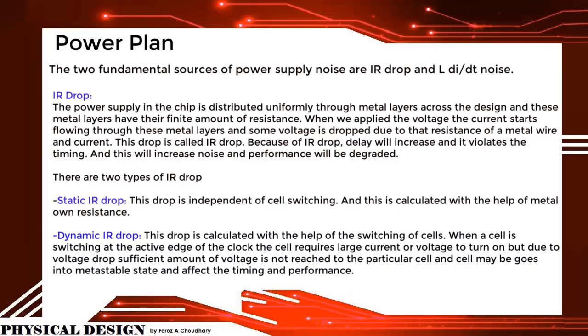When a cell is switching at the active edge of the clock, the cell requires large current or voltage to turn on, but due to voltage drop, a sufficient amount of voltage does not reach the particular cell, and the cell may go into a metastable state and affect the timing and performance.